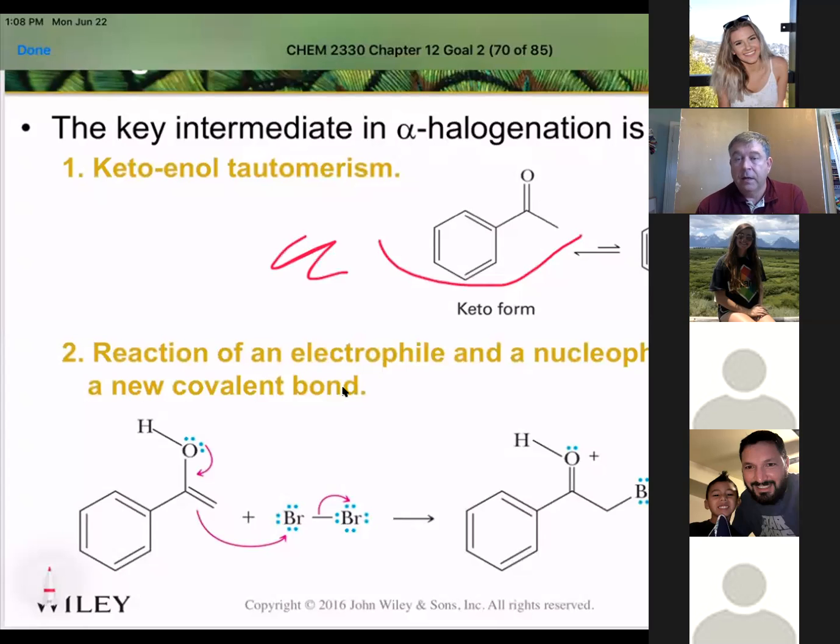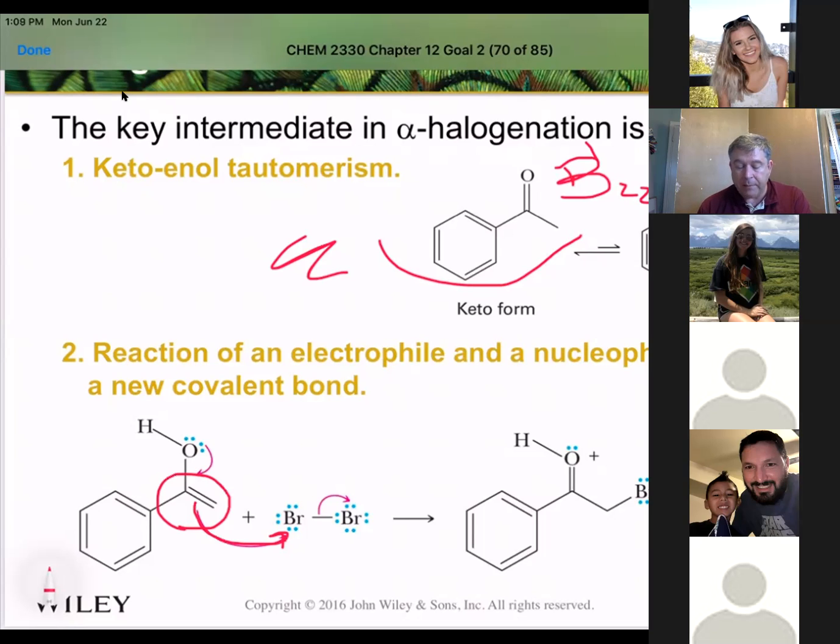Yeah, there we go. So what we see here is that the bromine's not going to react with the keto form. But once it forms the enol form, we now have a double bond, and we know we can add bromine across that double bond really easily. We can do that a couple different ways. The first thing that happens, once we form the enol, is the electrons from the double bond reach out and grab the bromine, just like they did before when we added bromine across an alkene.